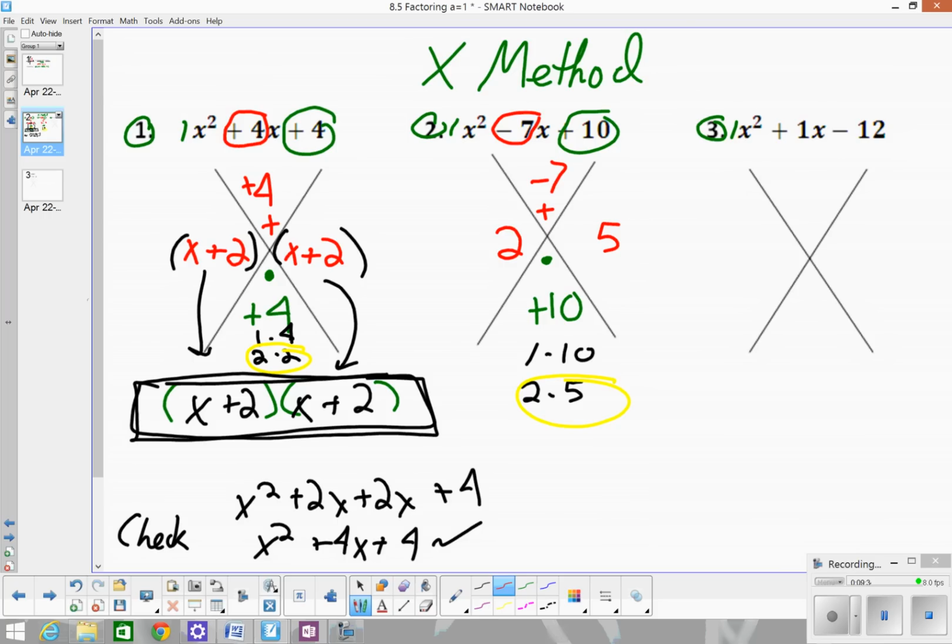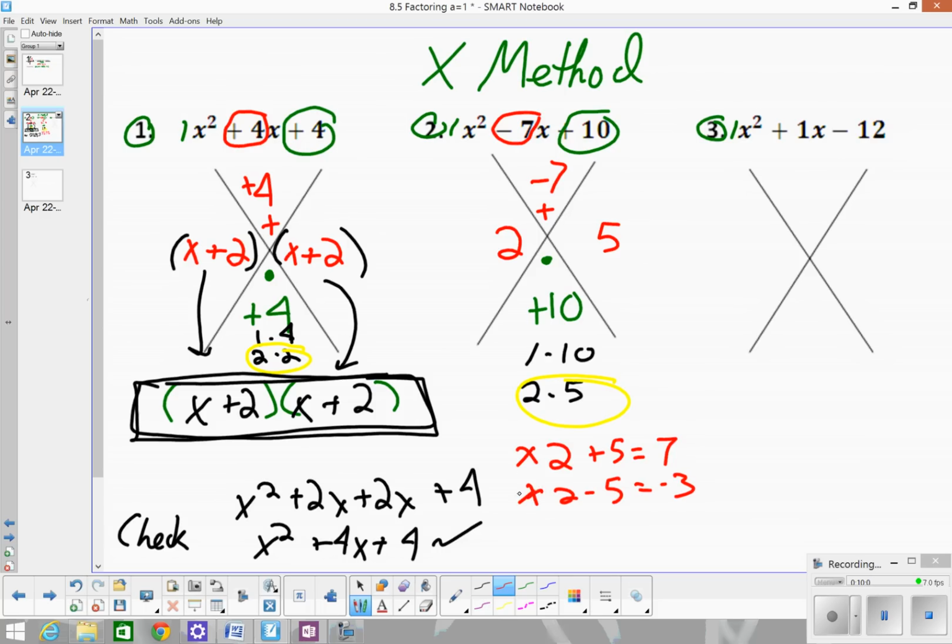Now, remember, when I add these together, they need to equal a negative 7. Well, if I have 2 plus 5, that's going to equal 7. Okay, that doesn't work. Well, let's make the 5 negative. 2 minus 5, well, that's a negative 3. That doesn't work.